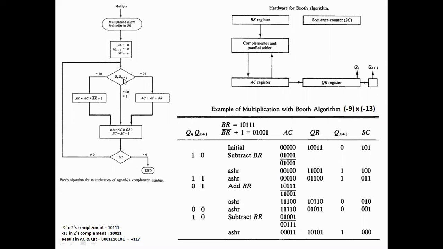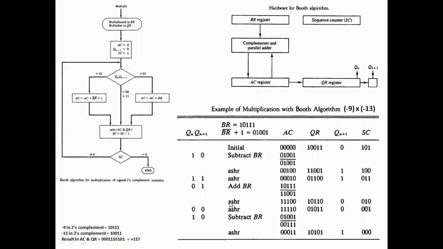Again check Qn and Qn plus 1. So what are Qn and Qn plus 1? 0 1. So 0 1 means this way. I have to do an addition, then a shift, and then a decrement in the counter. So 0 1 means add BR. You have to add BR to the contents of AC, then store in AC. This is the answer.